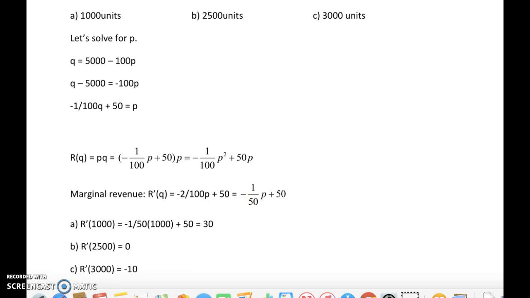Now, if this were a real life situation, we would find out that something is dropping and we're losing money. But we were just asked to plug in values and get results.